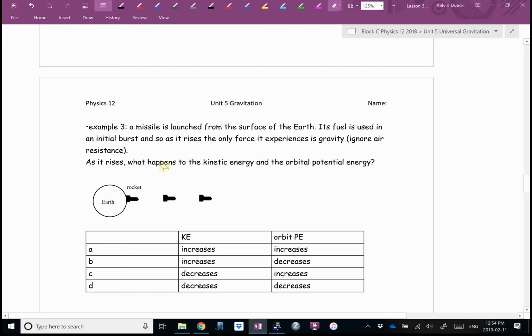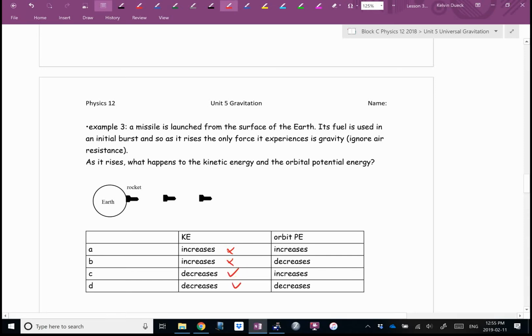As it rises, what happens to the kinetic energy and the orbital potential energy? Let's do kinetic energy first. I've told you for these chart questions, always answer them vertically, never answer them reading across. So as the rocket goes higher, if we've shut the engine off and we're coasting, what's going to happen to our speed? So what's going to happen to our kinetic energy? So I'm going to go no, no, yes, yes.